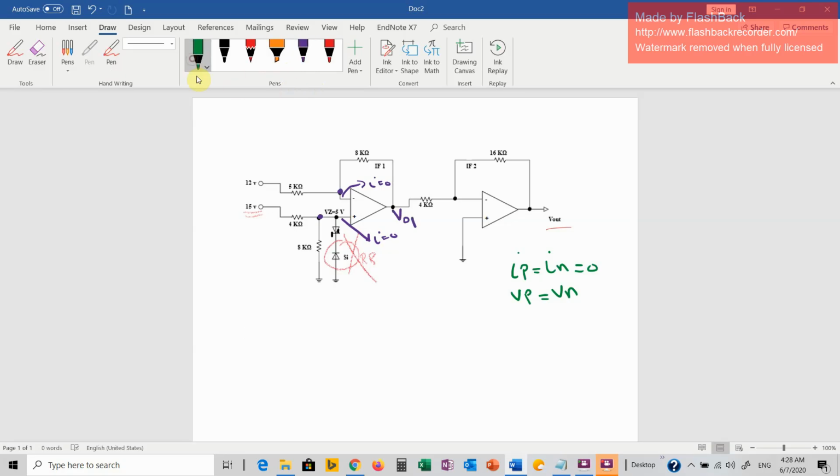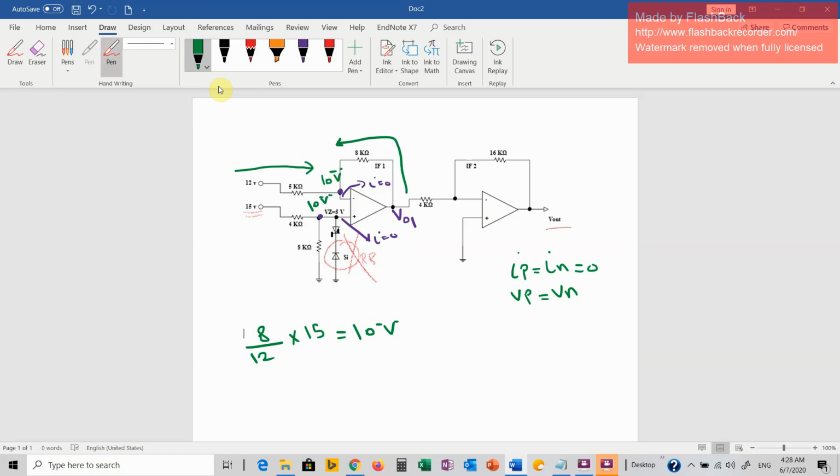So I'm going to apply a voltage divider. I have to know the voltage here, so it's going to be 8 by 12 times 15, which is equal to 10 volts. That means it's going to be 10 volts here and 10 volts here. So the direction is going to be like this. Here we have the feedback current coming like that.